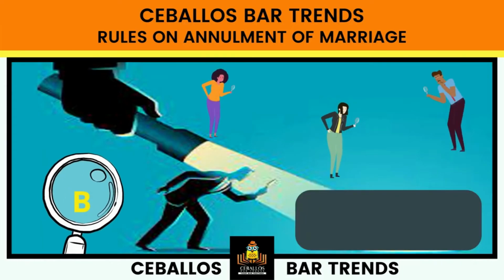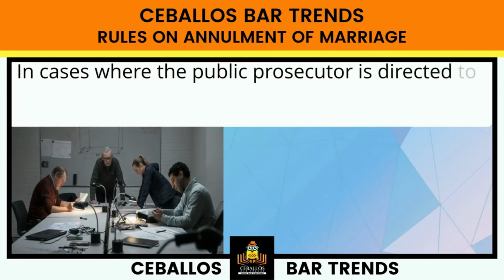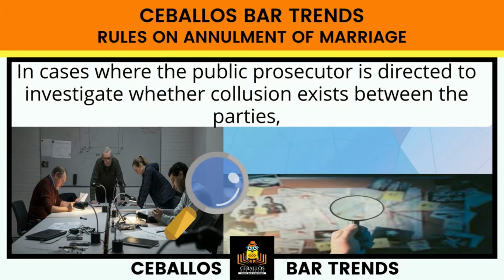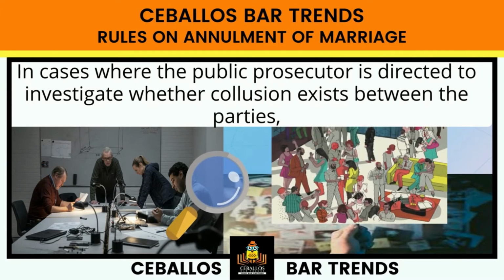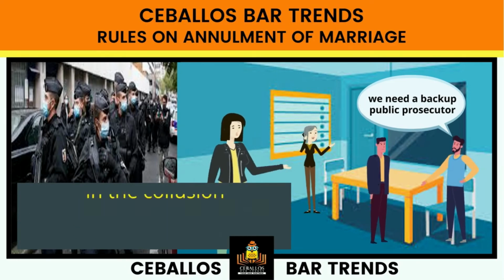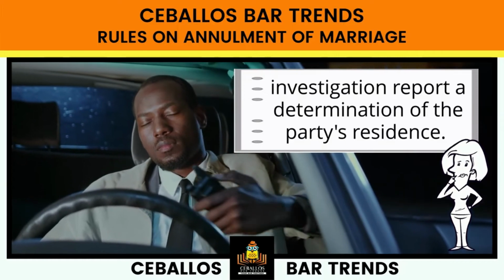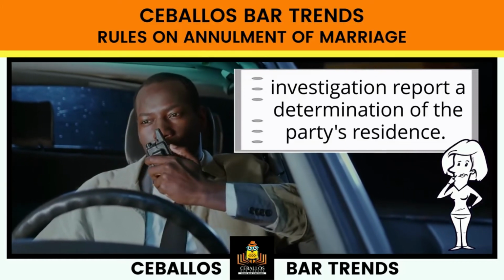B. Collusion investigation. In cases where the public prosecutor is directed to investigate whether collusion exists between the parties, the court shall additionally order the public prosecutor to include in the collusion investigation report a determination of the parties' residence.